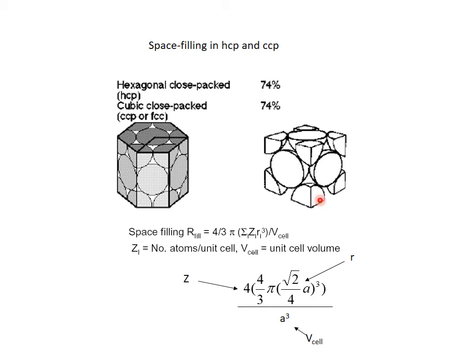You see here the unit cell of the cubic closed packed structure, and you see that the spheres touch along the face diagonal. The length of the face diagonal is the square root of 2 times a. Therefore the radius of a sphere is the square root of 2 times a over 4.